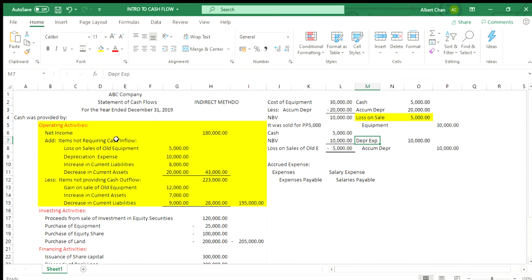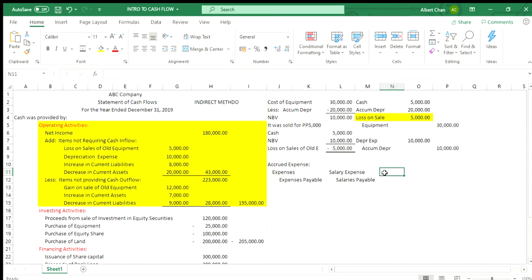Okay, how about increase in current liabilities? Why do you have to add an increase in current liabilities? One good example is accrued expense. When you have accrued expense, your entry is debit expenses and credit expenses payable.